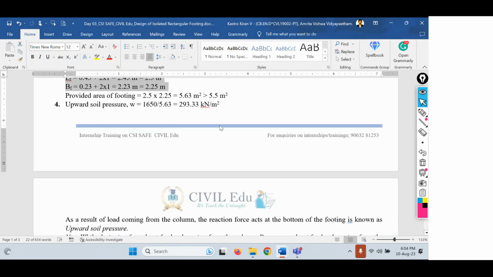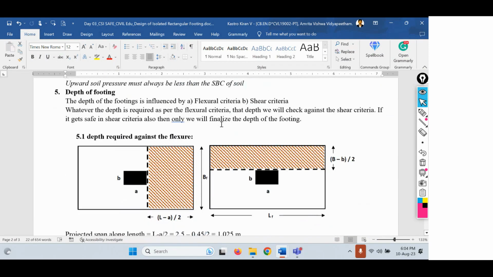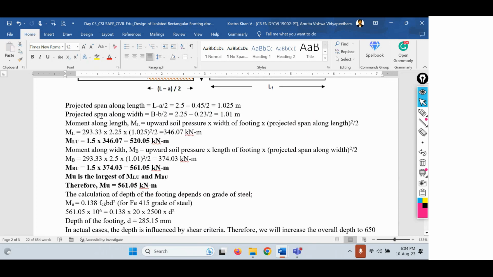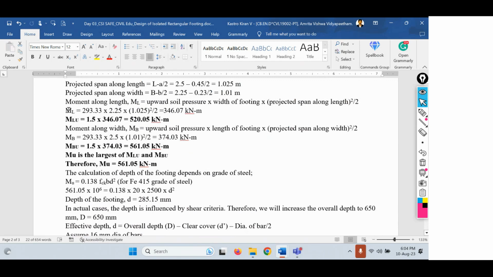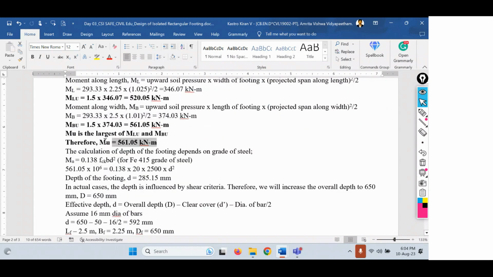And then we determined the upward soil pressure. And finally, we determined the depth of the footing based on a moment-based condition. Usually the depth of the footing is governed by two different criteria. One is called flexural criteria and the second one is shear criteria. As of now, we have done the calculation with respect to the moment. We calculated the moment along the length direction and the moment along the width direction. Among these two, whichever is the highest, we considered as the ultimate moment, or the maximum moment.